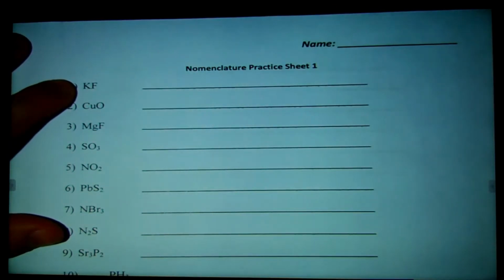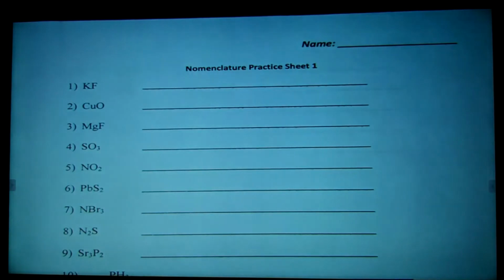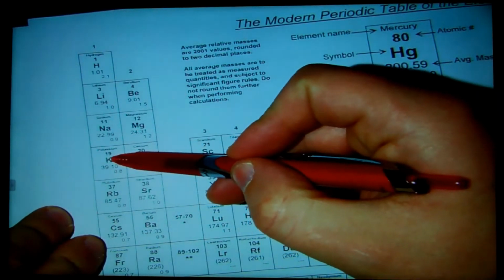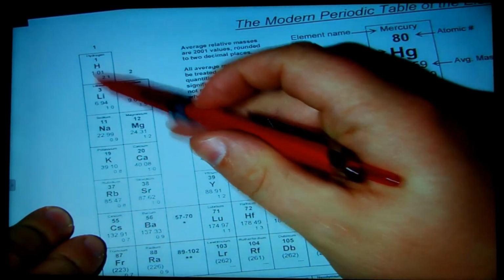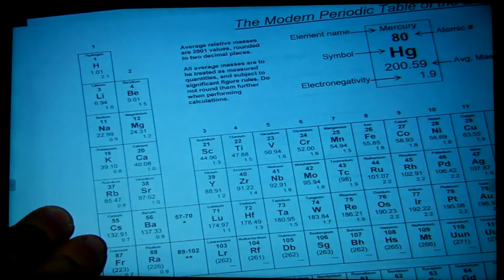Alright, so first thing we're going to look at is KF. So, where is K? On the right-hand side? Non-metal? It's in the S block, first column. Let's pull this back in. Potassium's right here, first column, S block.